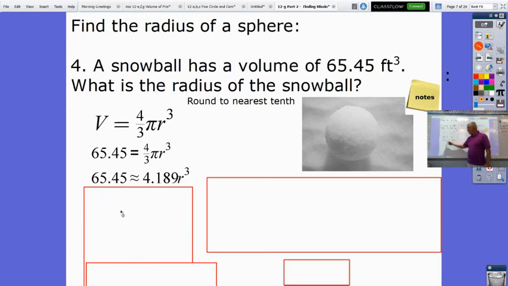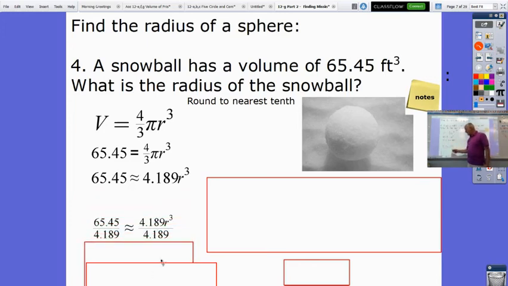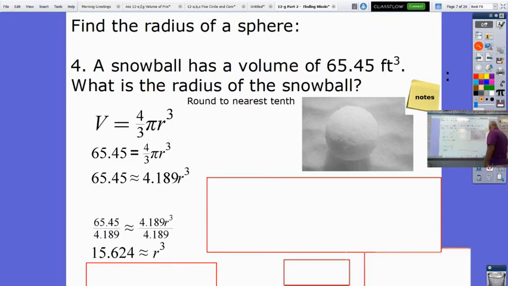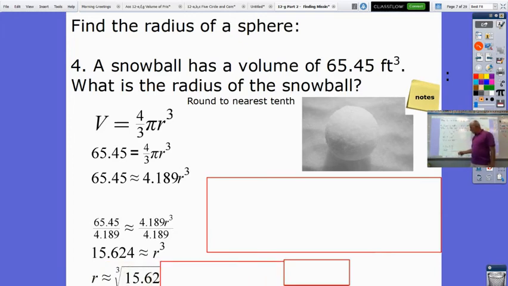The volume is 65.45. We divide that by 4.189. And that gives me r cubed equals 15.624. R cubed, r times r times r, equals 15.624. Well, what's r? Well, if r to the third is 15.624, then r is the cube root of 15.624. The cube root, okay?